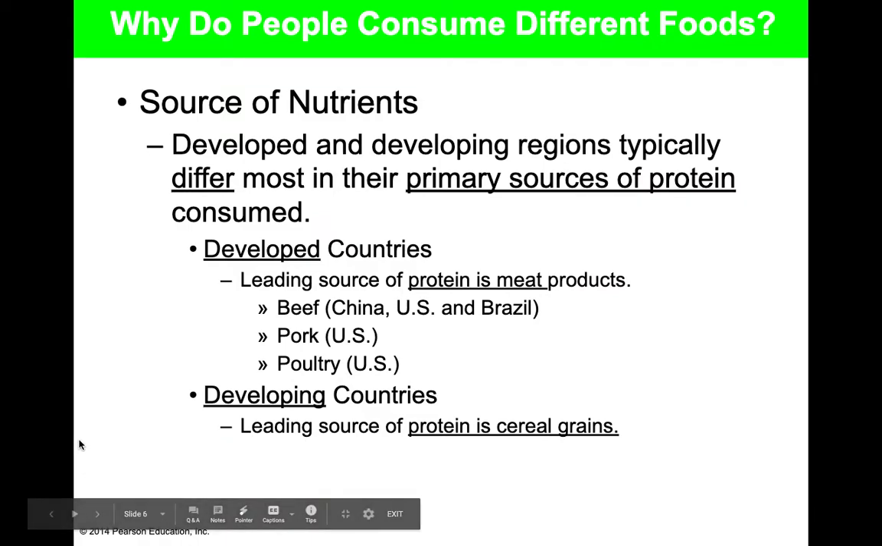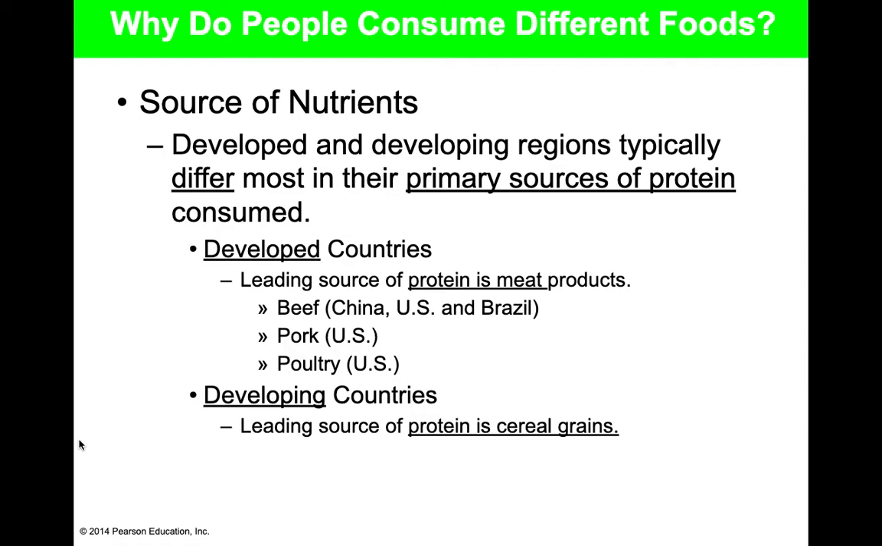The primary source of protein in developed countries comes from meat, and when we talk about developing countries, the proteins come from grains, and oftentimes those grains are raised by subsistence farmers who raise just enough food to feed their family, and the surplus they might use for a little bit of a cash crop.